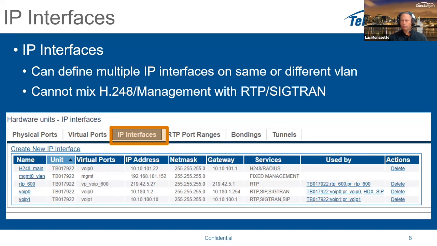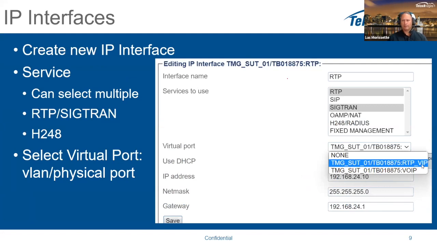So here we can do create new IP interface. And when we do create new IP interface, you come to this menu here. You can give it an interface name. It can be as simple as RTP, or you can put more information that could be useful here. Then you can select which services to use.